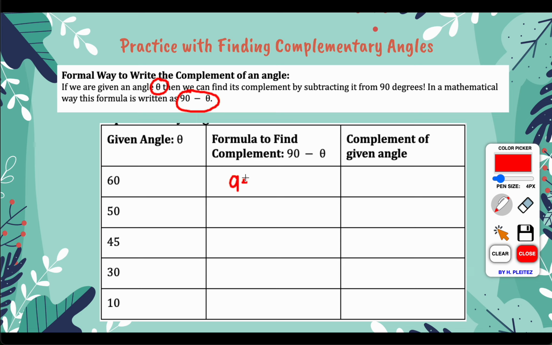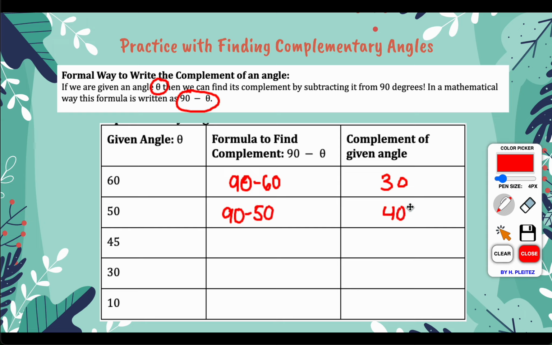So we're going to go through this table. We already did this one. This one's going to be 90 minus 60, so then our complement would be 30. If our given angle is 50, we would find our complement by doing 90 minus 50, and that would give us 40 degrees. If our given angle is 45, to find the complement, we would do 90 minus 45 degrees, which would give us 45. If our given angle theta is 30, we can do 90 minus 30, and that would give us 60 degrees. And last but not least, if our given angle theta is 10, we can find its complement by doing 90 minus 10, and that will give us 80.